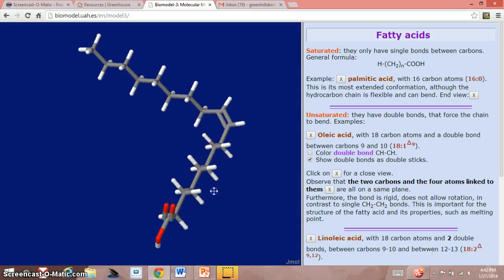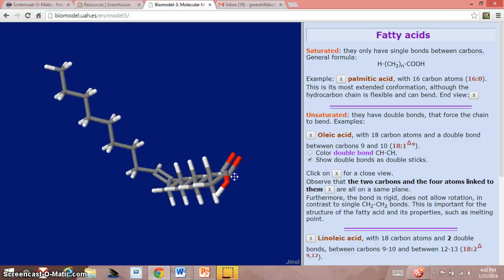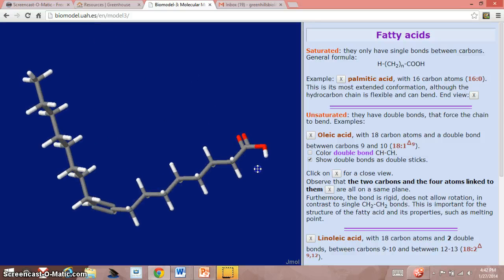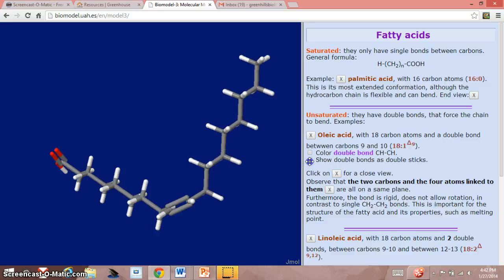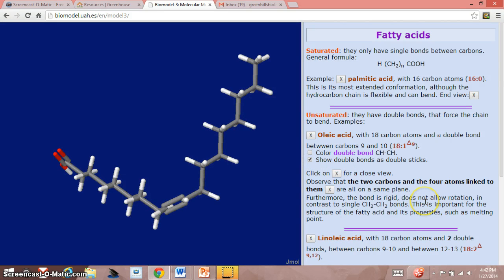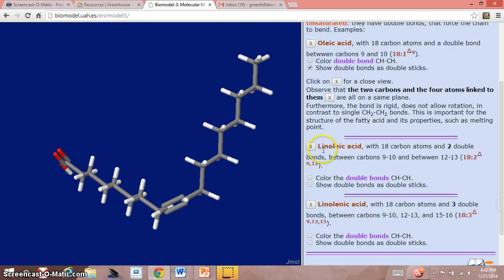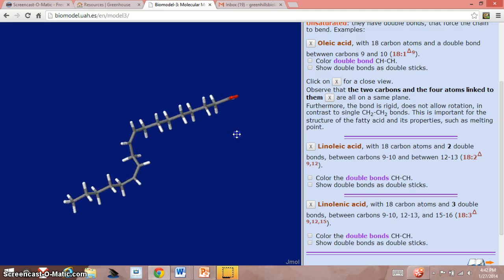It's up to you to come up with a shape for it, but describe it as best you can. All right, next we're going to be looking at linoleic acid. It has 18 carbon atoms total and 2 double bonds. It tells us right there. So we'll look at linoleic acid. Here it is.